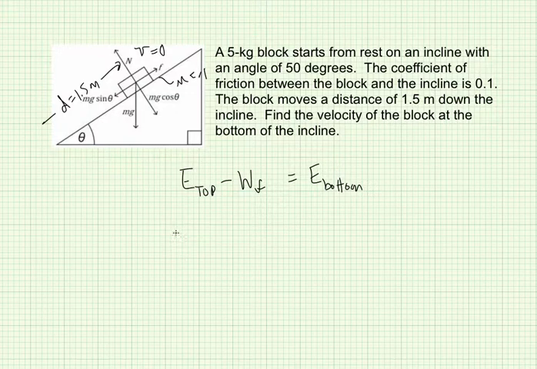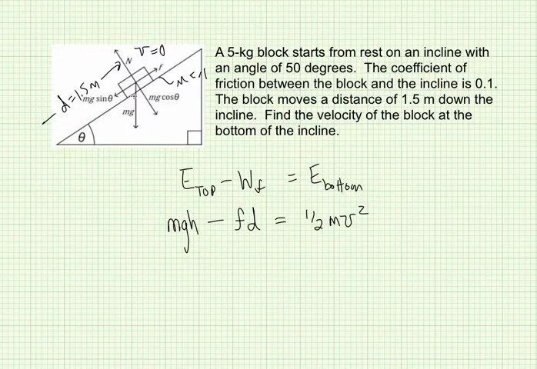At the top of the hill, we've got potential energy. So I know I have mgh minus, and we have the work done by friction. So that's going to be that frictional force times the distance equals the energy at the bottom. And at the bottom, we're going to have kinetic energy. So I'm going to put down 1/2 mv squared, which is going to get the velocity that we're looking for at the bottom. All right, at first glance, you look and go, darn it, I don't have the height.